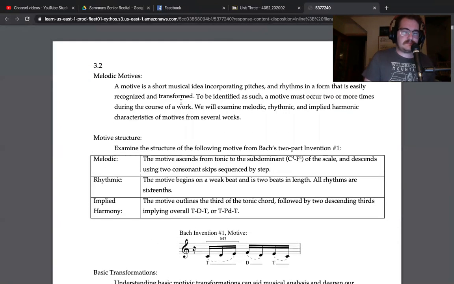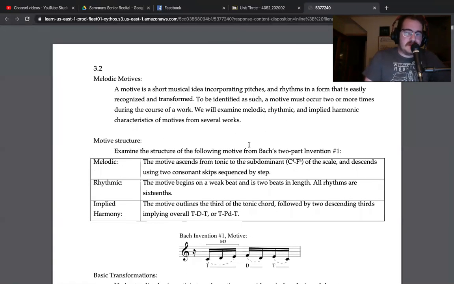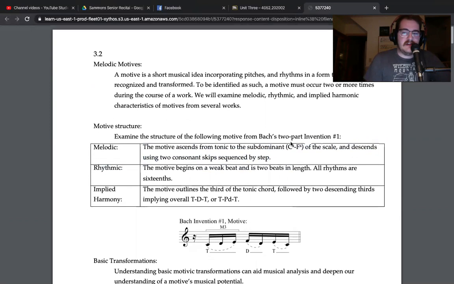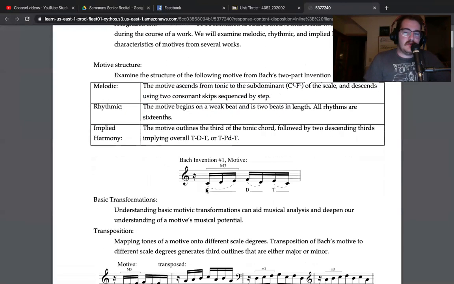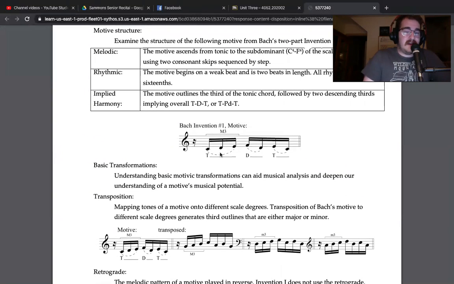Motive structure is a lot like melodic structure that we went over in the last video. So you have the melodic material, and this is him going over Bach's Invention 1. You can pull it up on imslp.org, and you can definitely listen to it on YouTube. You could probably find a video with it playing along with the score.